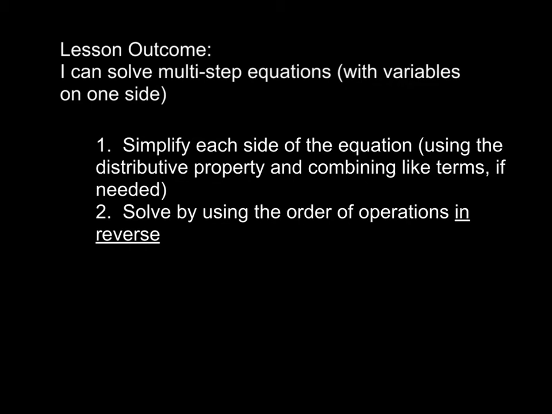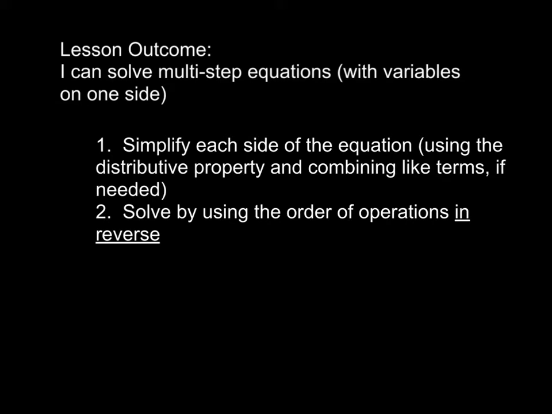The lesson outcome for this video is I can solve multi-step equations with variables on one side. There are two steps that we're going to take in solving equations. Number one, we're going to simplify each side of the equation, and during this simplification process we will use the distributive property sometimes, combining like terms sometimes, both. Then step two is to solve the equation by using the order of operations in reverse.